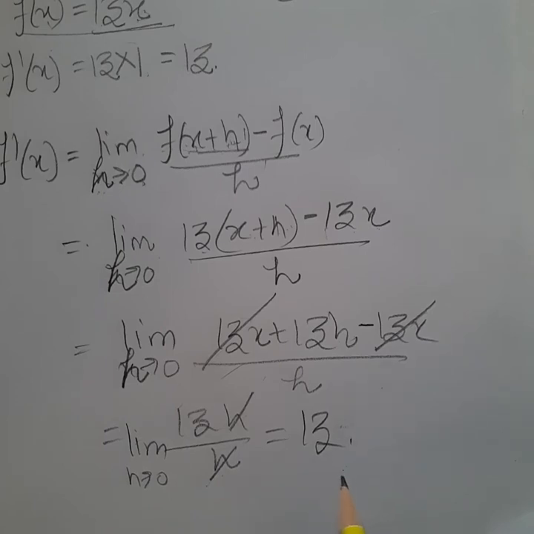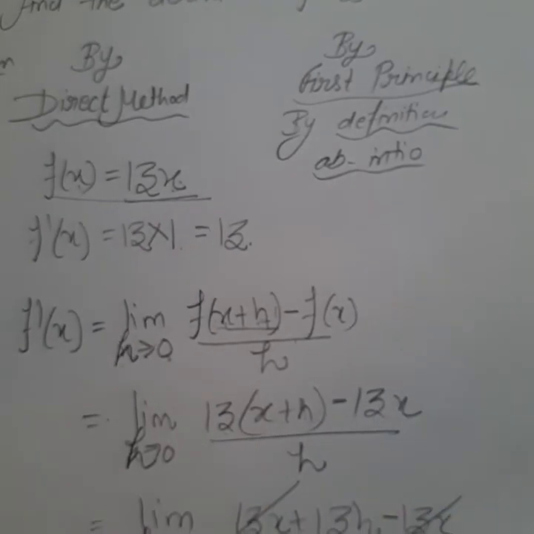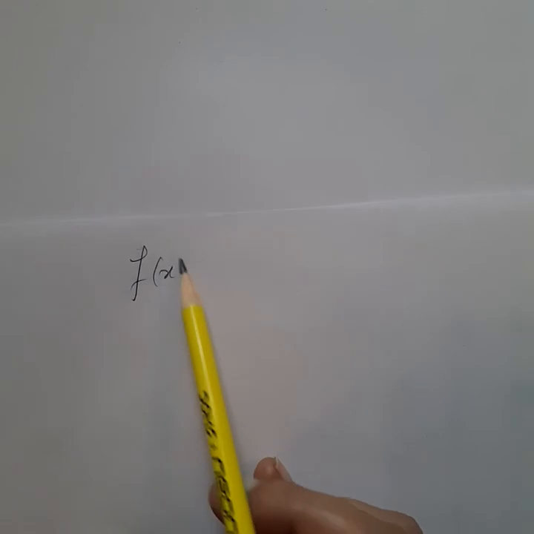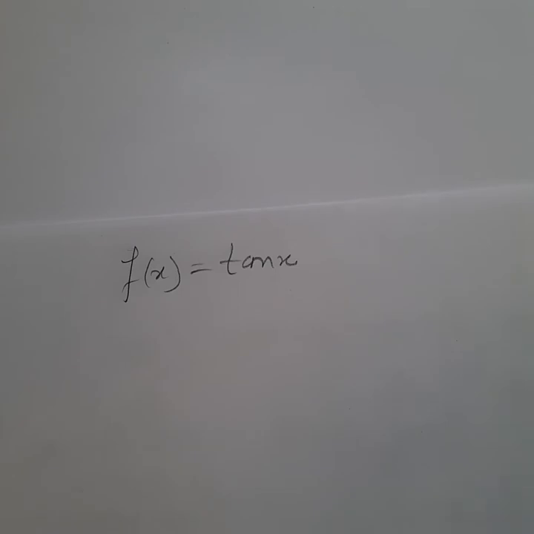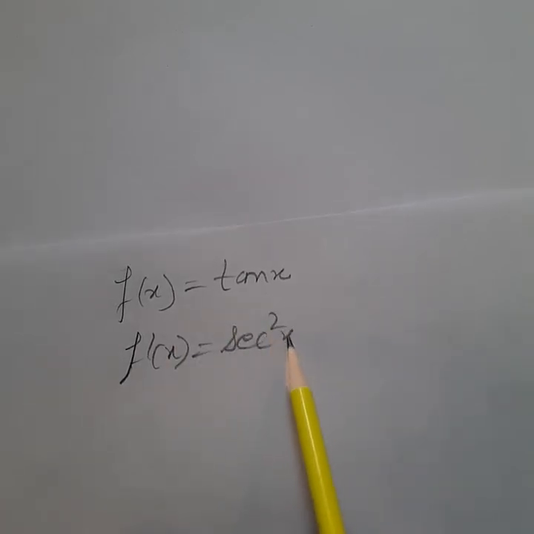And if we find the derivative of any trigonometrical function, then we can apply the same formula. So we should solve a trigonometrical question. Students, if we take the function f(x) = tan x, and we are asked to find the derivative of tan x, if we find the derivative of tan x directly, then the derivative of tan x is sec square x, by the formula.